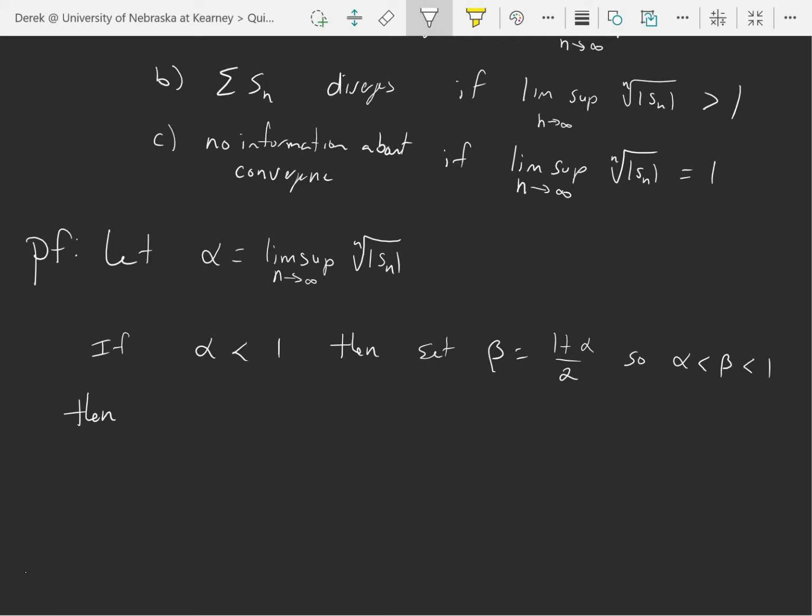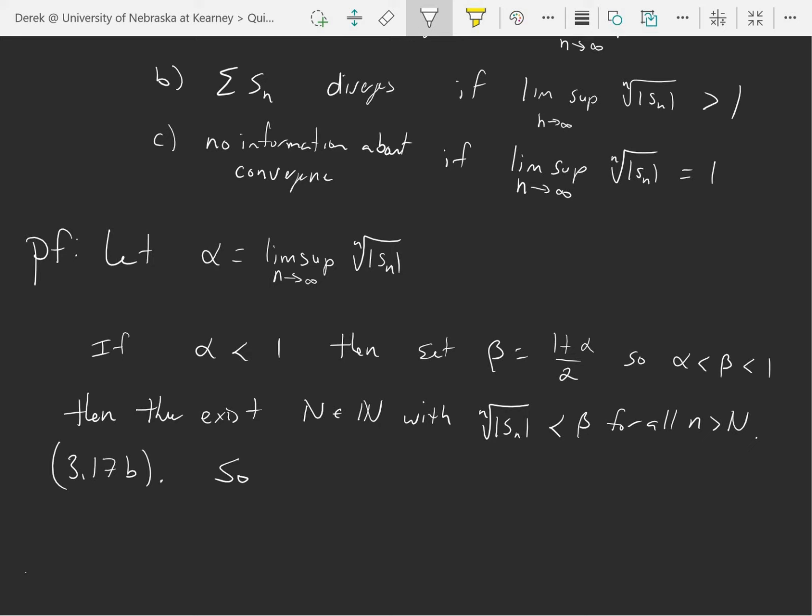Then, since alpha was the lim sup, there exists N with the nth root of the absolute value of S sub n strictly less than beta for all n bigger than N. Because alpha was the lim sup, and I've gone a little bit bigger than alpha, that means eventually that sequence has to always be smaller than beta. I can give you a reference. This would be referenced as Theorem 3.17b if you like. Okay.